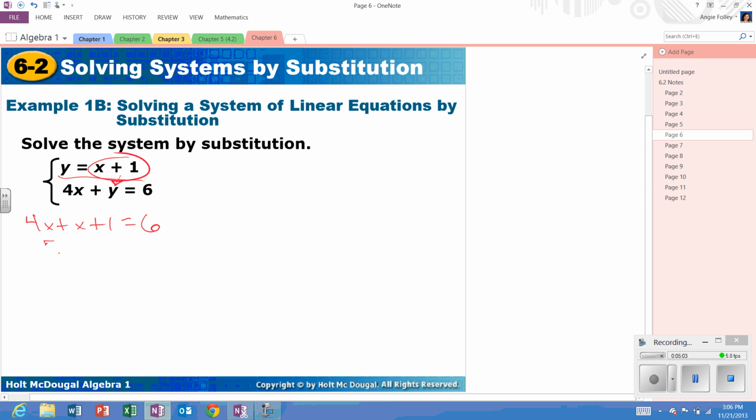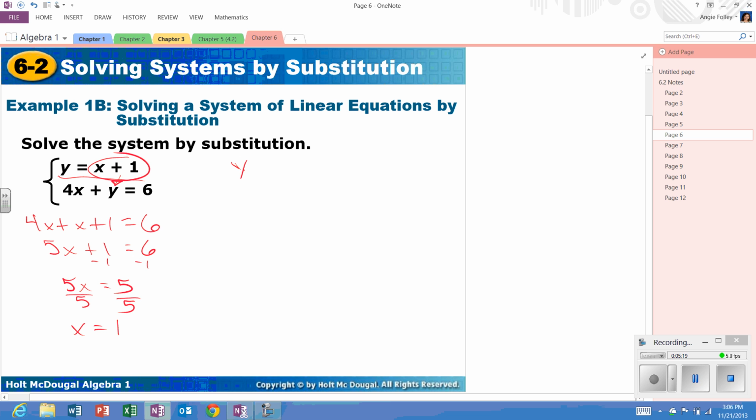Now I can combine like terms. 5x plus 1 equals 6. Subtract 1 and I get 5x equals 5. Divide both sides by 5 and x is equal to 1. So I solved for one of the variables. Now I'm going to plug this back into one of the equations.